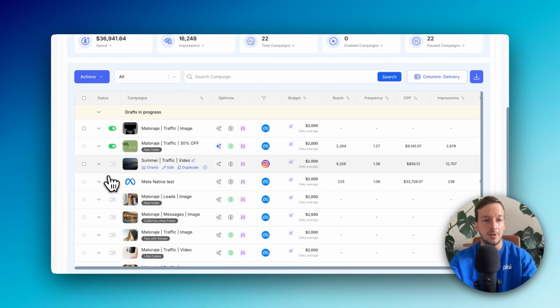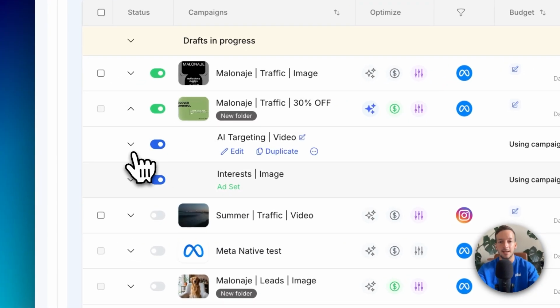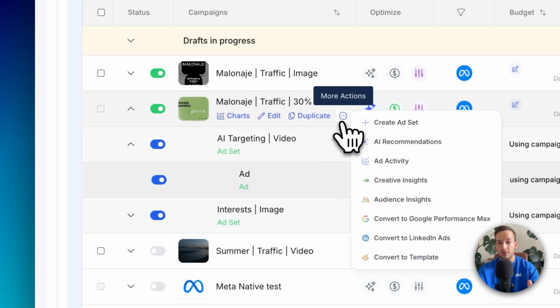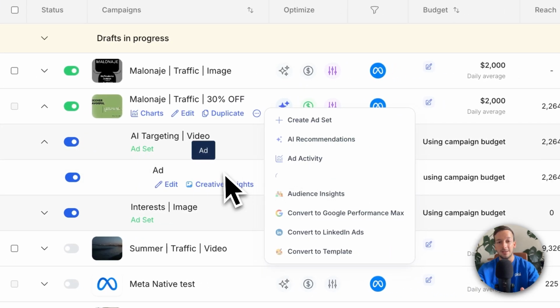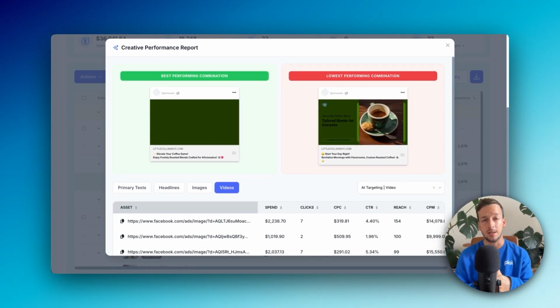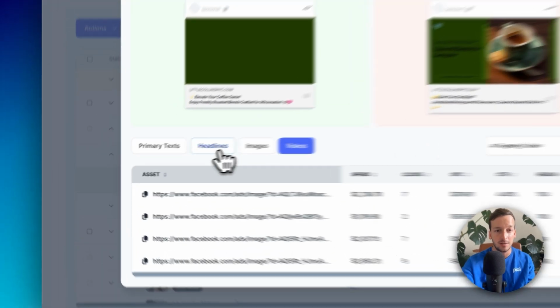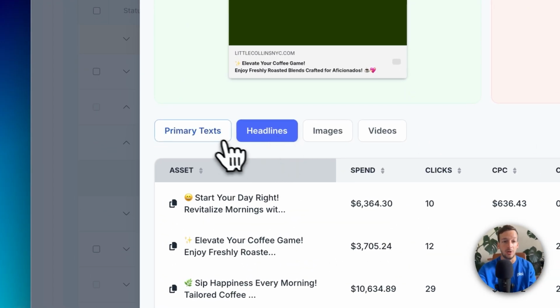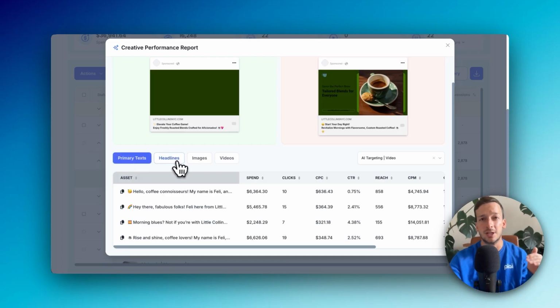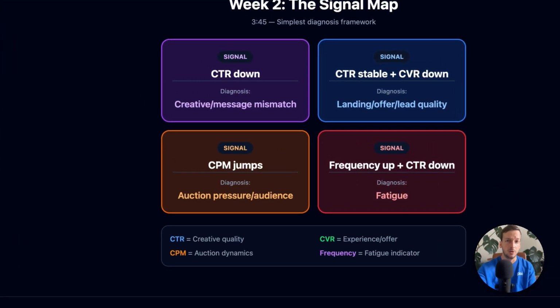So you can go down and open the breakdown per ad set and per ad to check out what's actually working in there. You can also tap on the creative insights to ask yourself the important questions. Do we have any particular creative carrying the performance? Are any of these creatives basically burning your budget and not bringing any results? And do we have any consistent early winners, not just one lucky early conversion? So this is the signal map that you want to be looking at.